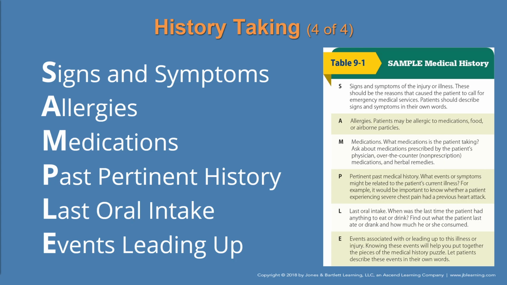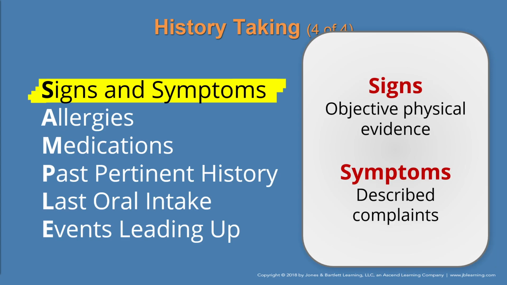So S stands for signs and symptoms. A stands for allergies. M stands for medications. P is past pertinent history. L is last oral intake, and E is the events leading up to the condition, right? Your textbook will give you a little bit of data on each of these, but let's dig into this a little bit more. So what is the difference between a sign and a symptom?